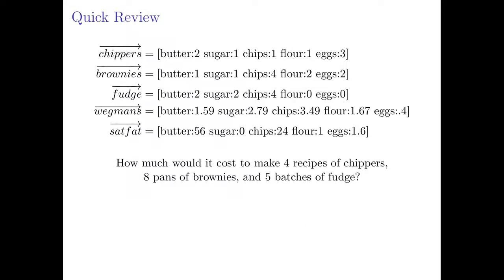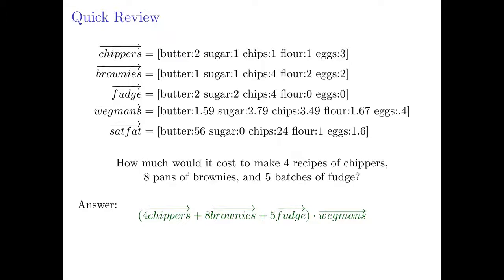What if I want to know how much it would cost to make something here? So I want to make 5 chippers, 4 pans of brownies, 5 batches of fudge this time. How would I represent in a vector equation how much that would cost if I go to Wegmans, say? So you'll notice I have the Wegmans vector, which is telling me how much a stick of butter is, how much a pound of sugar is, how much a package of chocolate chips is, etc. How would I express this in a vector term?